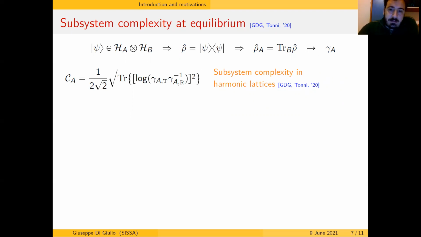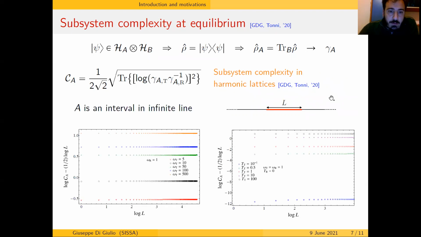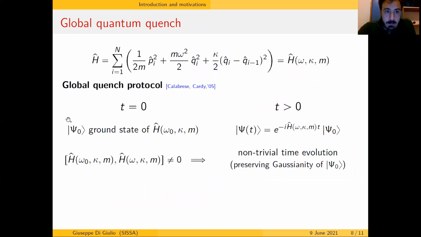matrices. And as an application in the paper of last year, we consider the bipartition where A is an interval on the infinite line, and we compute numerically the complexity, finding that for L large enough, this quantity grows proportional to the square root of L, meaning that it follows the volume of the subsystem and not the boundary. This is a typical feature of the complexity.